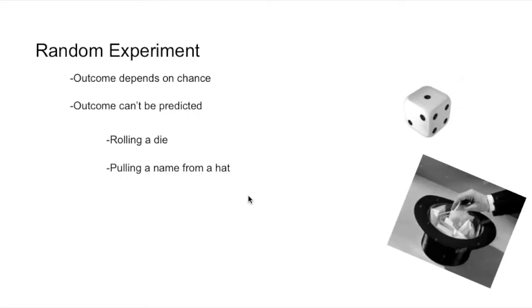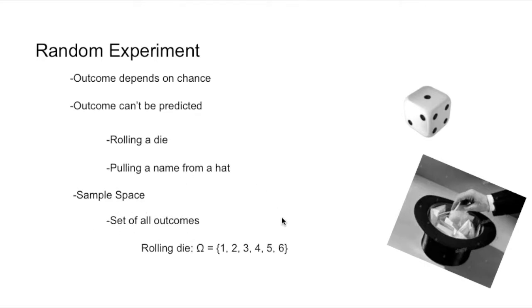Or pulling a name from a hat. You've got a hat, and you've got everyone's names written, once on each piece of paper, you pull out a name, you read it. The sample space is the set of all outcomes. So if you're rolling a die, you can get a 1, 2, 3, 4, 5, or 6, and we call that omega, which is the last letter in the Greek alphabet.